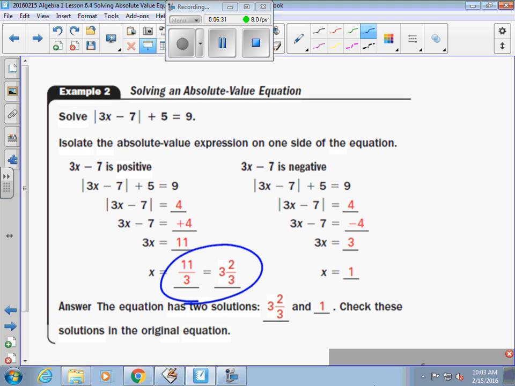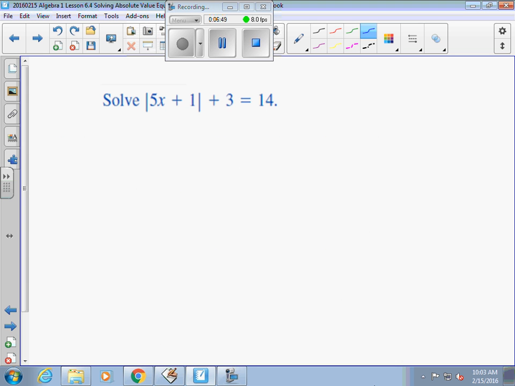11 over 3, 3 times 11 is 33, divided by 3 is 11. 11 minus 7 is, I'm sorry, 4, excuse me. The absolute value of 4 is 4, plus 5 is in fact equal to 9. So both of them check out.